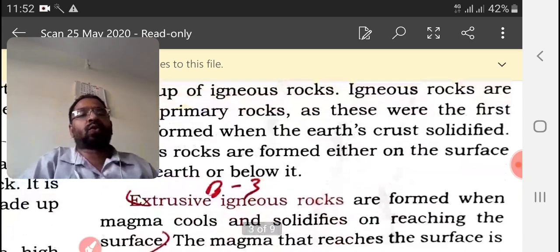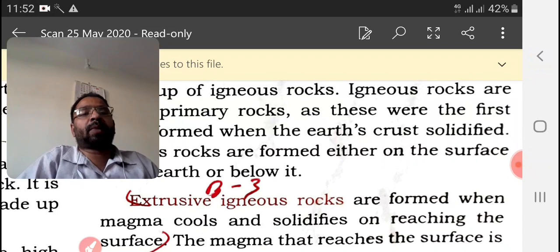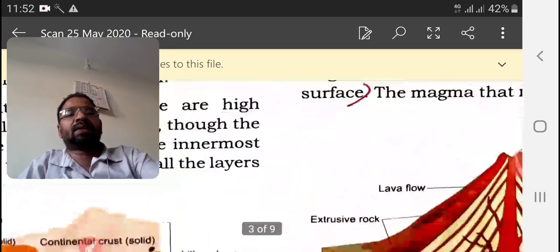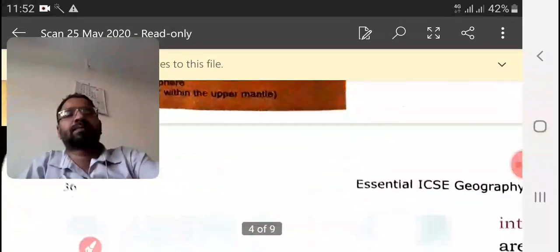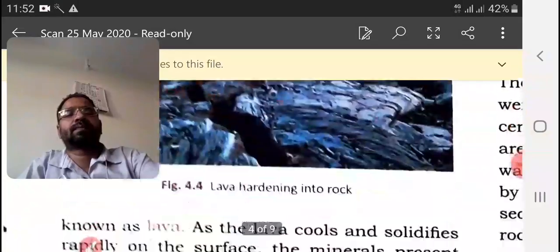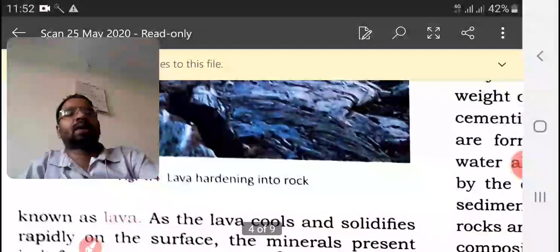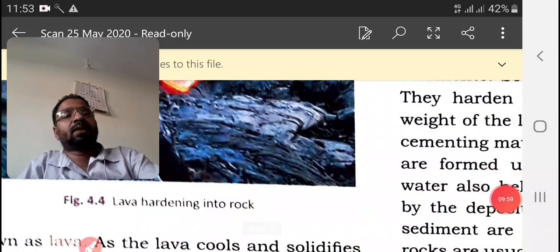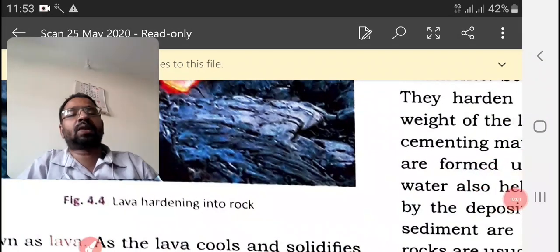Extrusive igneous rocks are formed when magma cools and solidifies on reaching the surface. The magma that reaches the surface is known as lava. I already said to you, when magma reaches the surface, we call it lava.